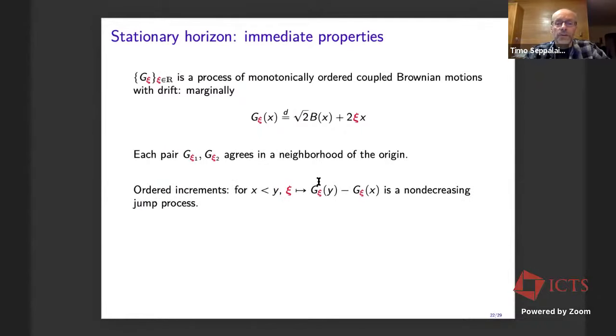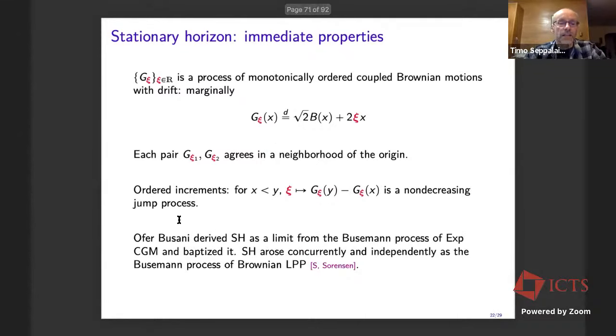Let me actually first look at this lower statement here. If you fix the points x and y, and you look at the increment as a function of this parameter xi, then that is a non-decreasing jump process. So again, constant for a while, jumps, constant for a while. And each pair of these guys agrees in a neighborhood of the origin. So this tells you something qualitative about how this is a process of coupled Brownian motions with drift. I'll show you a picture in just a moment after this last paragraph here.